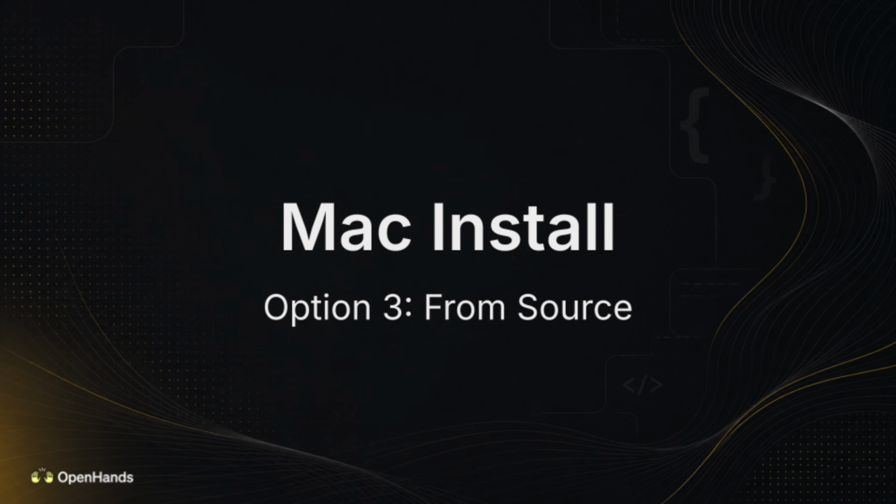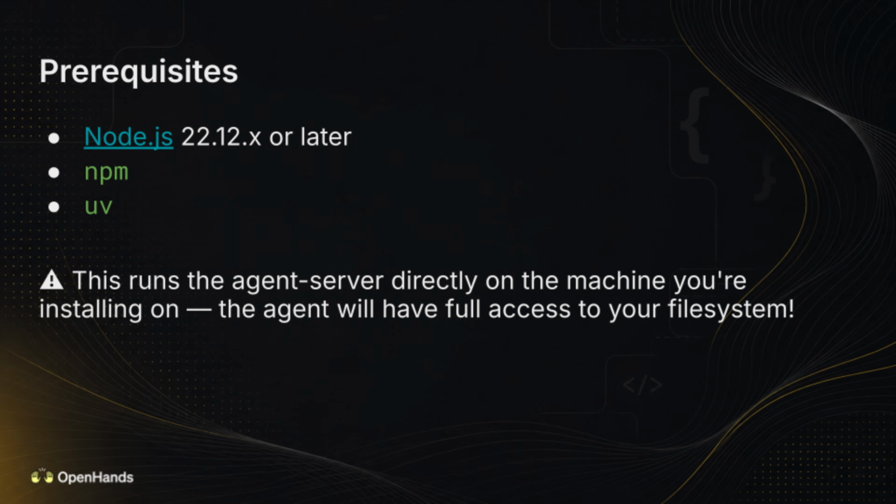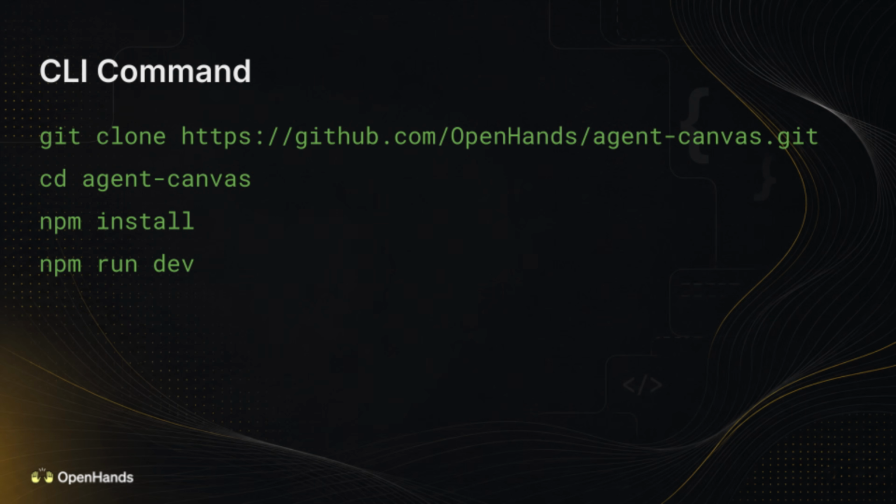Mac installation from the source code. You'll need Node, npm, and UV installed. Please note that if you run the agent server directly on your machine without a sandbox, the agent will have full access to your file system. These are the commands that you'll need to install.